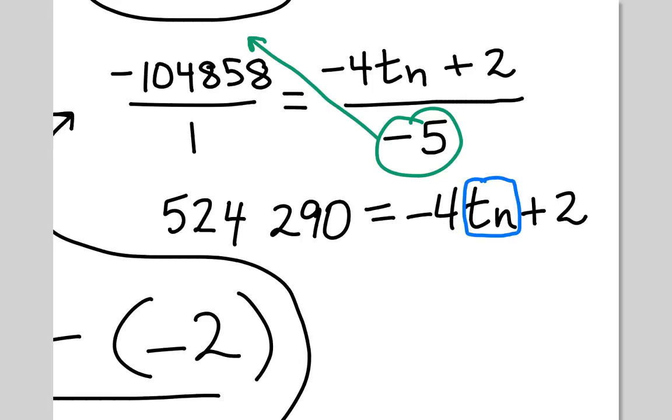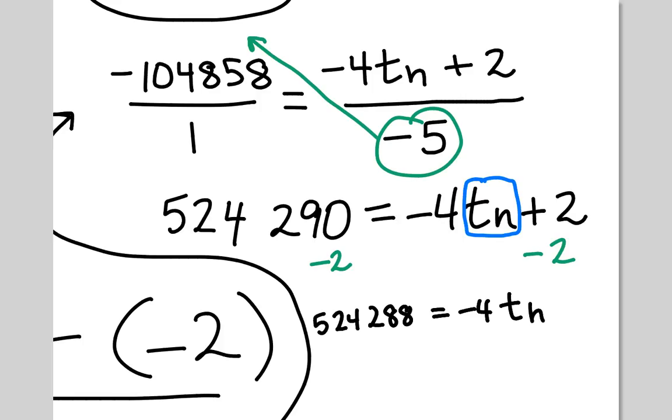At this point, it should be more familiar, like junior high style, how to get the 2 out of there. So minus 2, minus 2. We have 524,288 equals negative 4Tn. And now I'm happy because I know if it ends in 8, it's going to divide by 4. Here we'll divide by a negative 4.